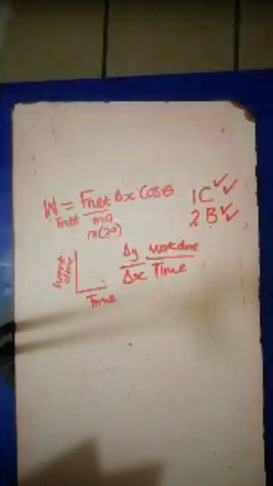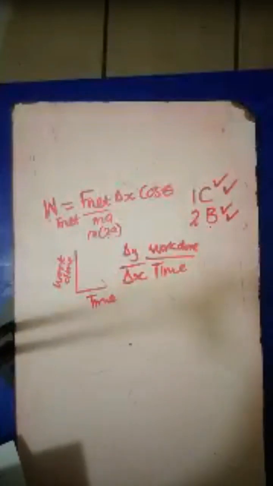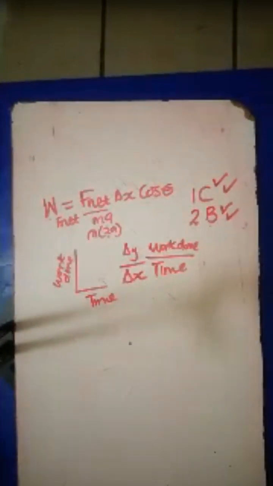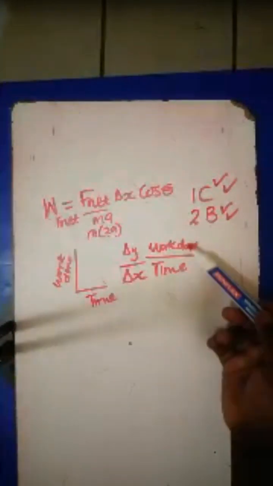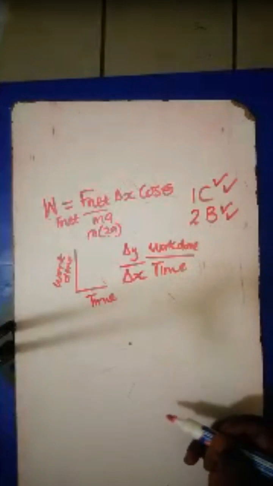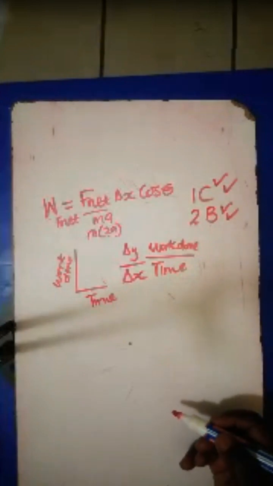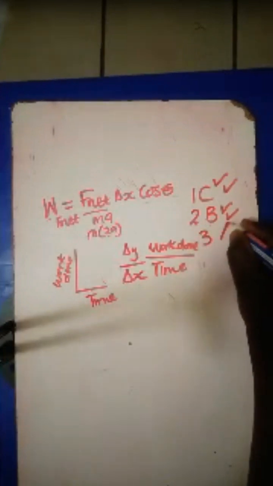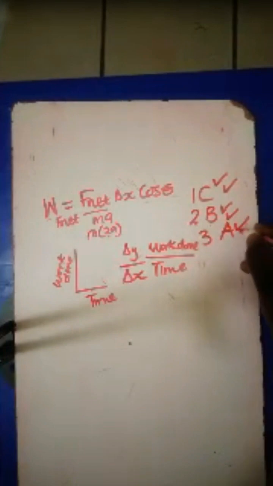What is that thing, colleagues? Work done over time, what do you call that thing in physics? Which quantity is work done over time taken, colleagues? Ma'am, I think it's power. It is power. So the best answer for option number 3 was A. Work done over time taken, that is power.